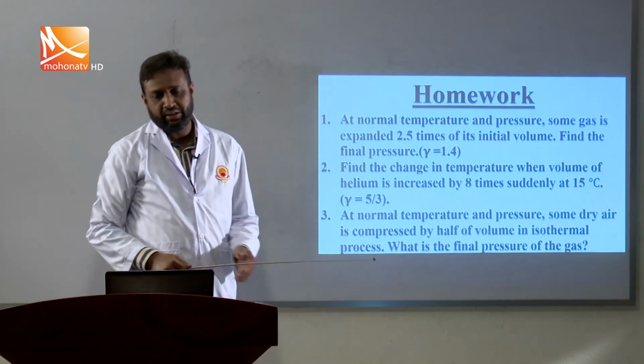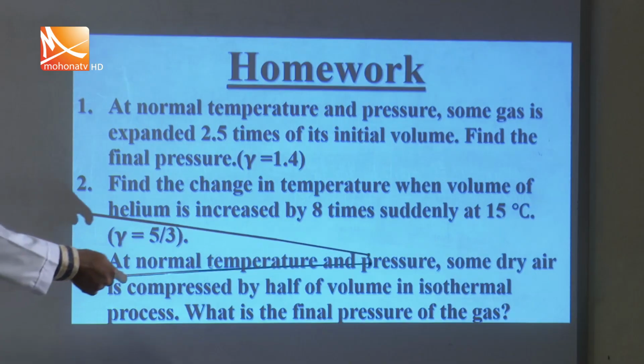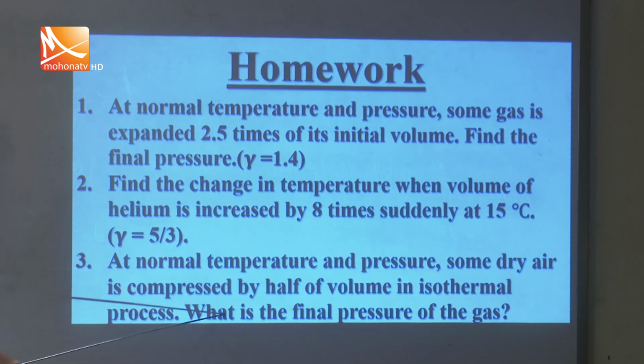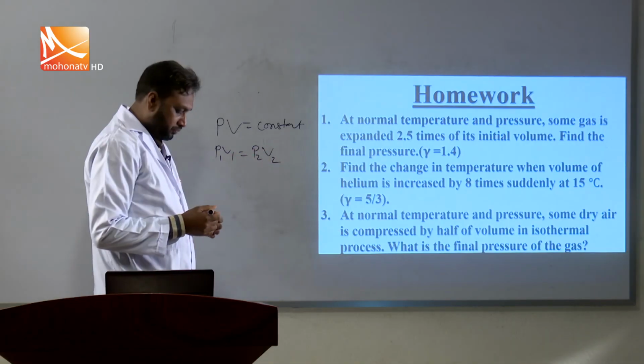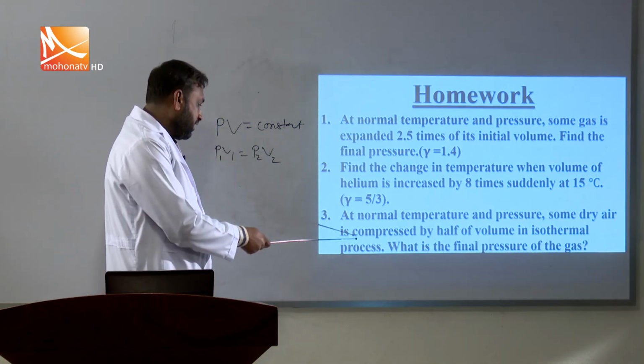then finally you will find the change in temperature, T2 minus T1. And problem number 3, at normal temperature and pressure, some dry air is compressed to half of its volume in an isothermal process. What is the final pressure of the gas? Dear students, here you can observe the process is an isothermal process, and you know in an isothermal process the temperature is fixed, so the equation becomes PV equals constant, and for this problem the equation will be P1 V1 equals P2 V2. If you can apply this relation, then you can solve this problem easily.